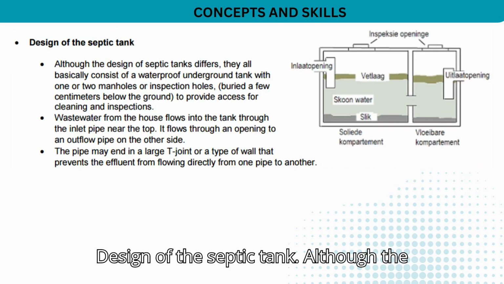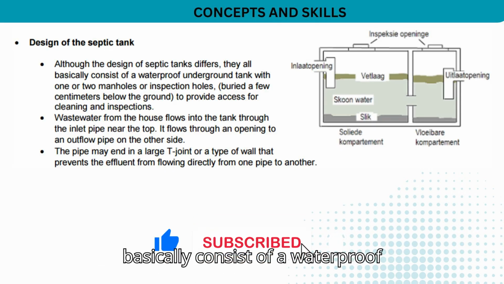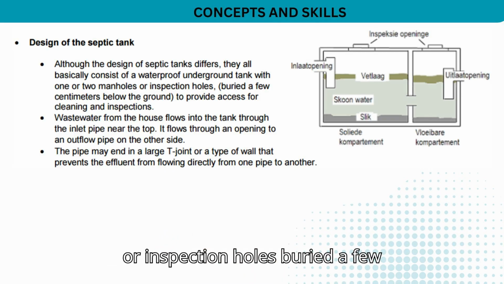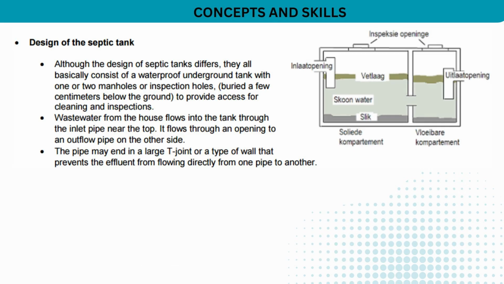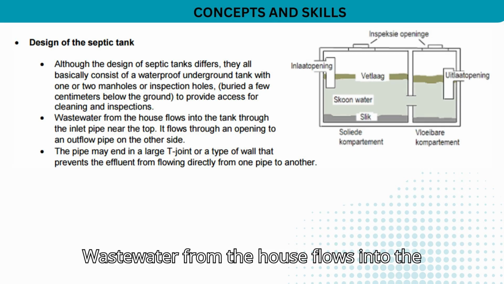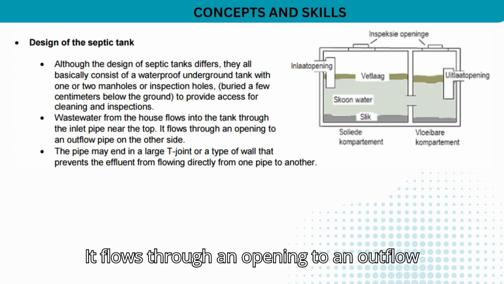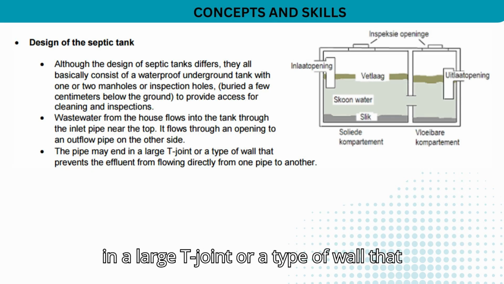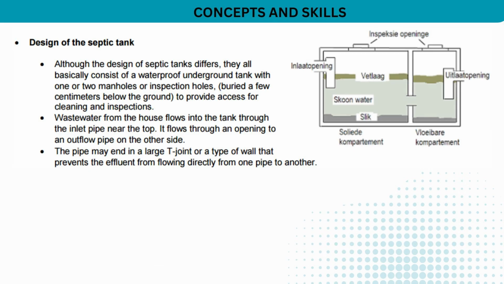Design of the septic tank. Although the design of septic tanks differs, they all basically consist of a waterproof underground tank with one or two manholes or inspection holes, buried a few centimeters below the ground, to provide access for cleaning and inspections. Wastewater from the house flows into the tank through the inlet pipe near the top. It flows through an opening to an outflow pipe on the other side. The pipe may end in a large T-joint or a type of baffle that prevents the effluent from flowing directly from one pipe to another.